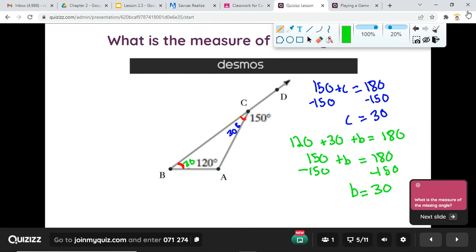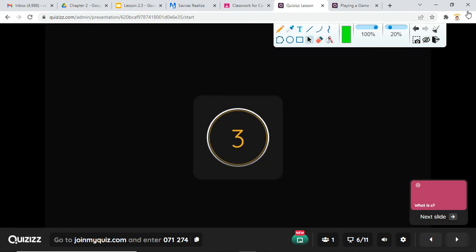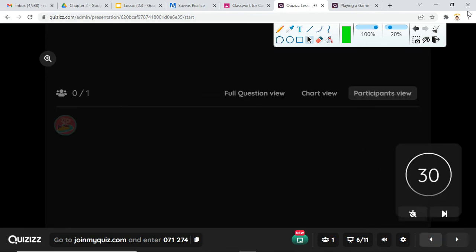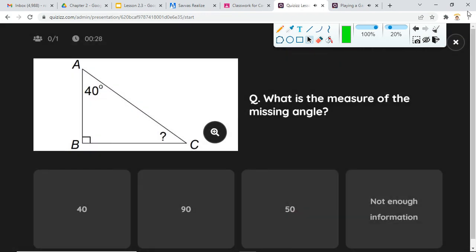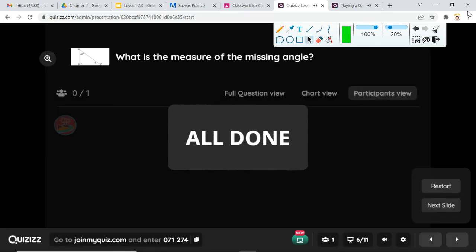Alrighty, now let's get going to some example problems here, or some questions, all right? All right, so let's look at this question here. We want to find the measurement of the missing angle. So I'd like all of you to pause your video and find the measurement of the missing angle. All right, let's see how we did here.